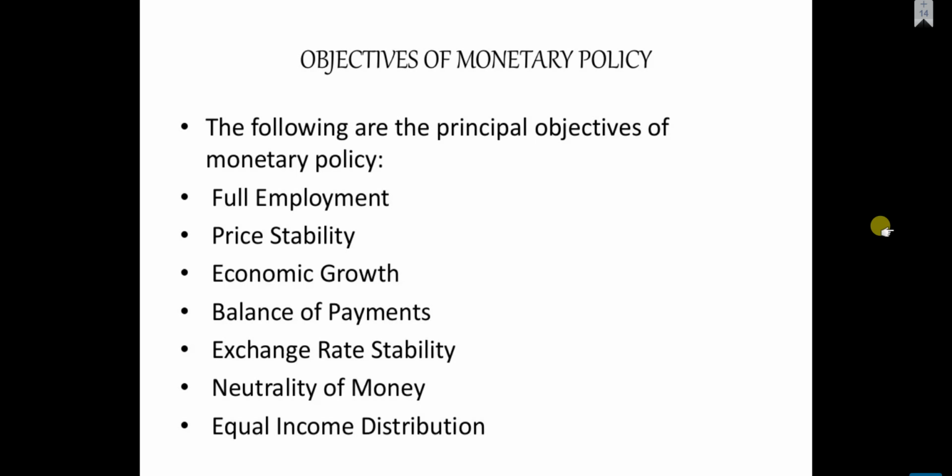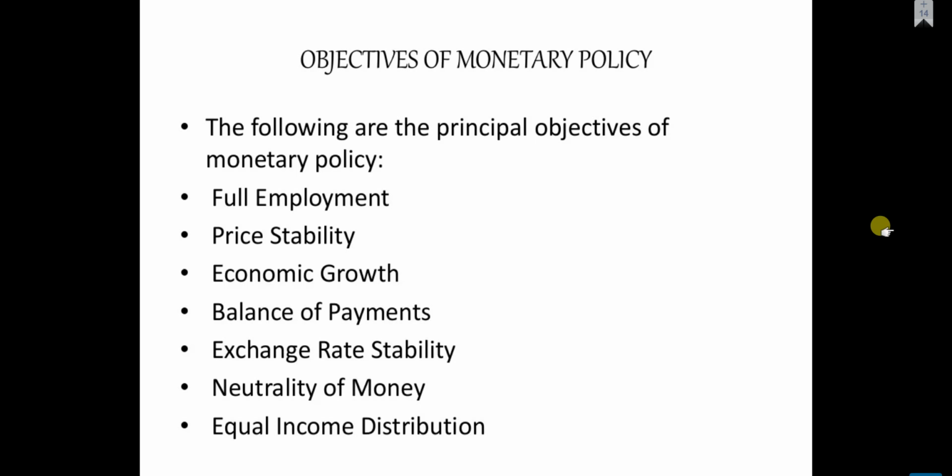The objectives of monetary policy. The following are the principal objectives: full employment, price stability, economic growth, balance of payments, exchange rate stability, neutrality of money, and equal income distribution. The first objective is full employment. Full employment has been ranked among the foremost objectives of monetary policy. It is an important goal not only because unemployment leads to wastage of potential output, but also because of the loss of social standing and self-respect.